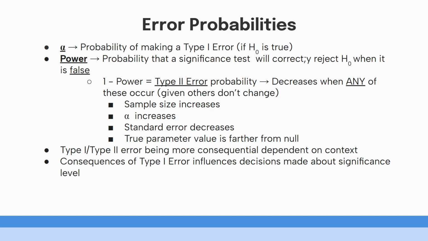And the consequences of a type 1 error influence decisions about the significance level. So if the consequence of a type 1 error is not that high, you can increase your significance level, like 0.1 or 0.2. If the consequences are not as severe as the type 2 error, we want to focus on minimizing that as much as possible and we don't care as much about the consequence of a type 1 error. So it depends. We make a decision based on those factors.